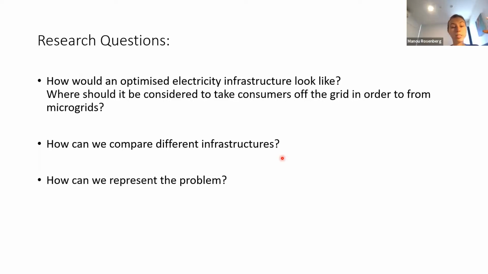Where do we interconnect them into microgrids? And how can we even compare the different topologies and infrastructures? And then this also leads to the question: how do we even represent such a problem?